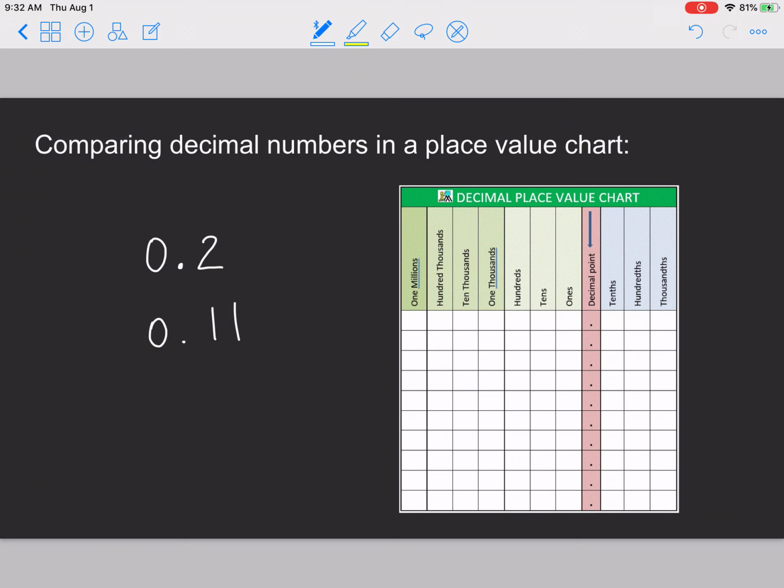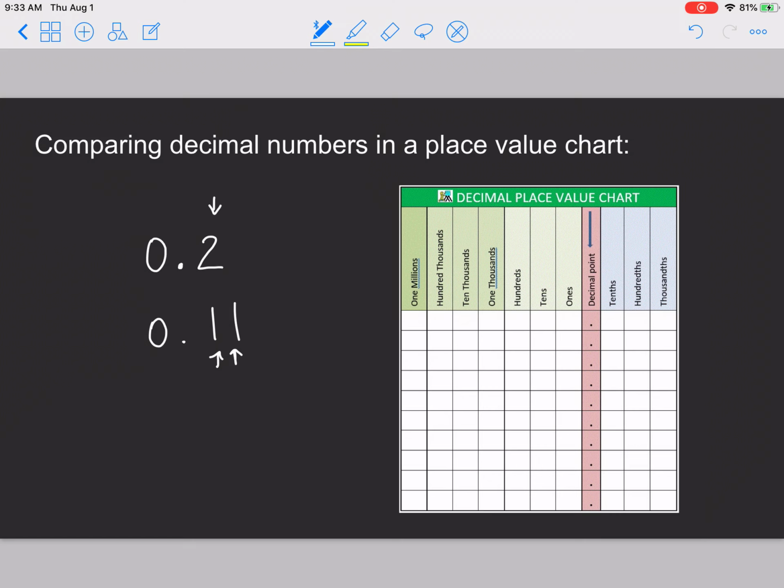Okay, so here I have 2 numbers, and let's say I'm not very familiar with that place value. I'm not sure exactly where this 2 lives. I'm not exactly sure how to say this 11. But what I can see is that I have one digit to the right of the decimal in my top number, but I've got 2 digits to the right of my decimal in the second number.